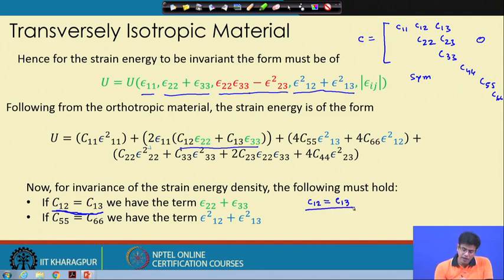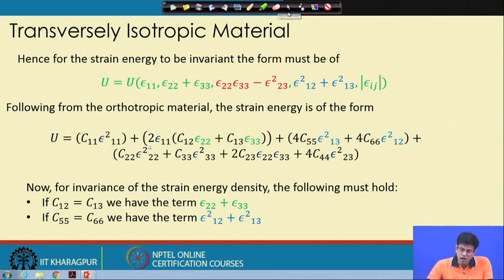Similarly, if the strain energy has to be a function of the quantity epsilon 12 and epsilon 13 squared, then C55 and C66 have to be equal. So, this condition again gives me that C55 equals C66. So, we have reduced it. From orthotropic we have 9 constants. We have reduced it here by 1, and we have reduced it here by 1. So, we are now at 7 constants. Now let us see how we can reduce it further.